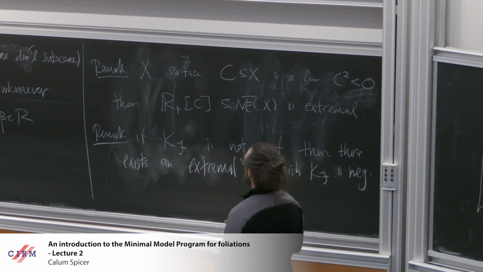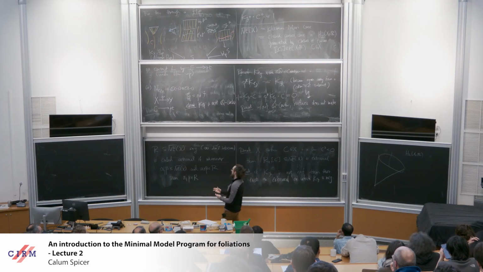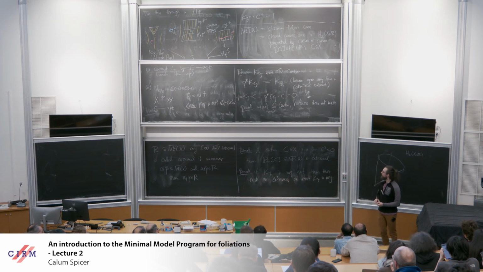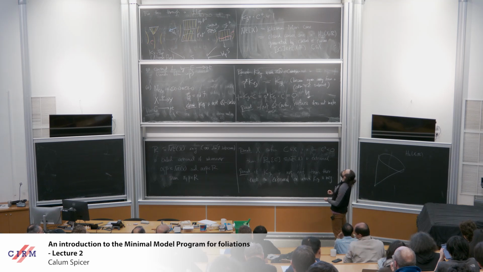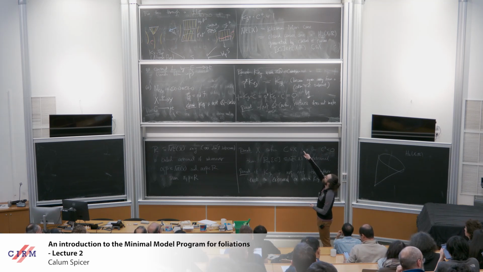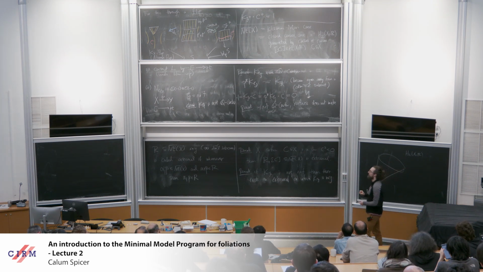And so again, the shift that occurs in higher dimensions is that we shift from trying to study KF negative curves to studying rather KF negative extremal rays. And this is the first shift. And again, you can check that in our example upstairs, both C and L span extremal rays inside the Kleiman-Mori cone in this case.